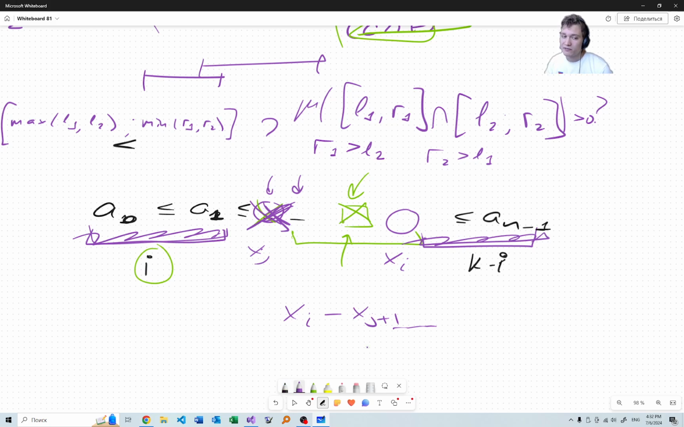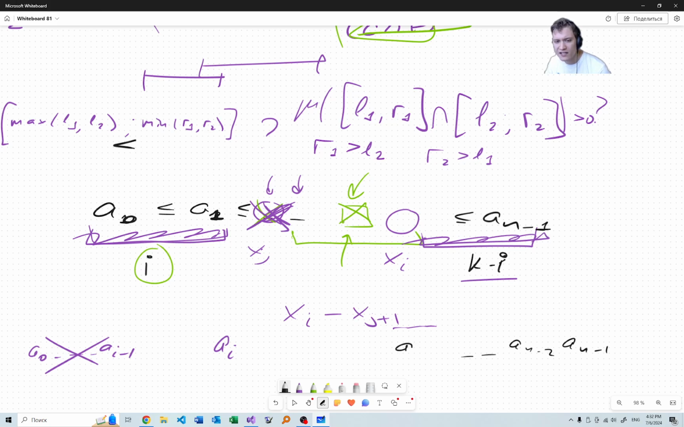So what is the minimum after this removal? The minimum is simply A_i, because elements A_0 through A_{i-1} are removed. What is the maximum element? Since you removed k minus i elements from the end, A_{n-1}, A_{n-2}, etc., down to A_{n-k+i}, are all removed. So now the maximum element that you have is A_{n-k+i-1}.